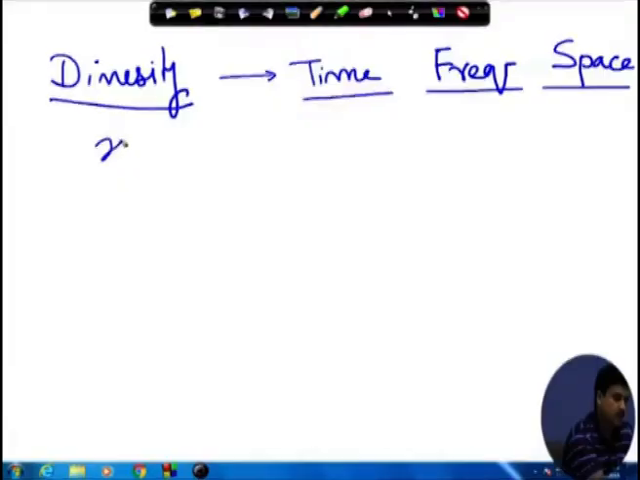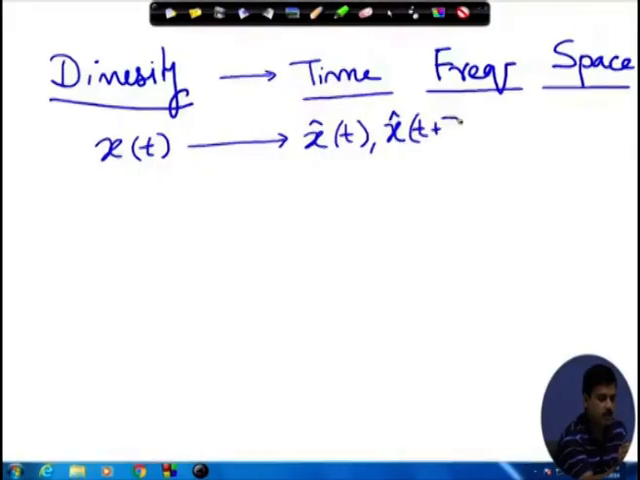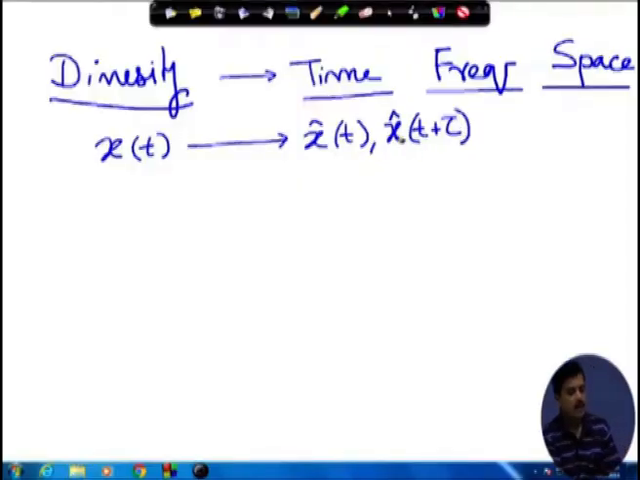So, before we go to space domain, when we talk about time domain, suppose I would send x of t. I would like to receive x of t, which I would write as x cap, let us say, at a time t, and I would also like to receive x cap at a time t plus tau. So, once I have multiple copies of the signal, then I can do something. We will see what we can do.